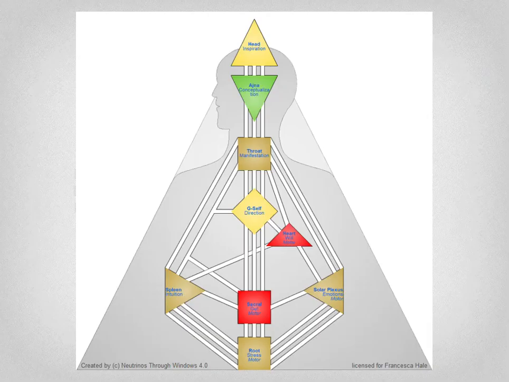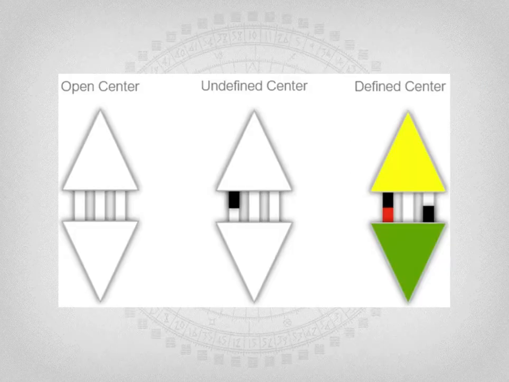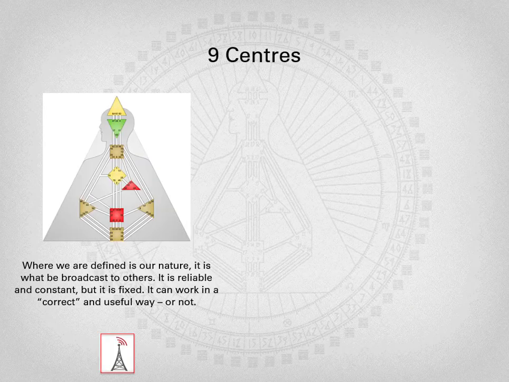Next, we shall look at centres, how they operate when open and when defined. Do you remember this slide from the introduction? Centres can be open, undefined, or defined, depending on gate activations. Where we are defined is our nature, and we broadcast those qualities out. Where a centre is defined is where you are fixed and consistent. It's almost as though that centre is full. There is no room for outside influence. This is who you are, and these qualities can become a source of wisdom for yourself.